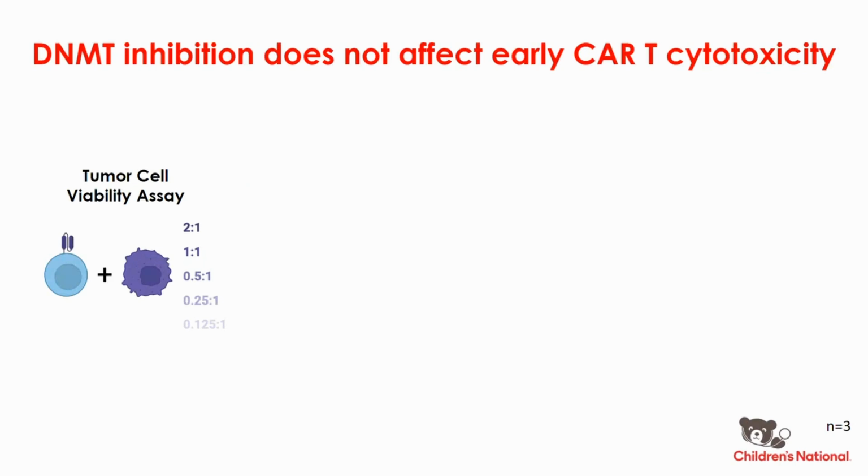The first assay I want to discuss is our tumor cell viability assay, where we co-culture tumor cells and CAR T cells at a decreasing effector to target ratio to see and quantify how cytotoxic these CAR T cells are. We'll be using GL261, which is a murine glioma, for these assays.